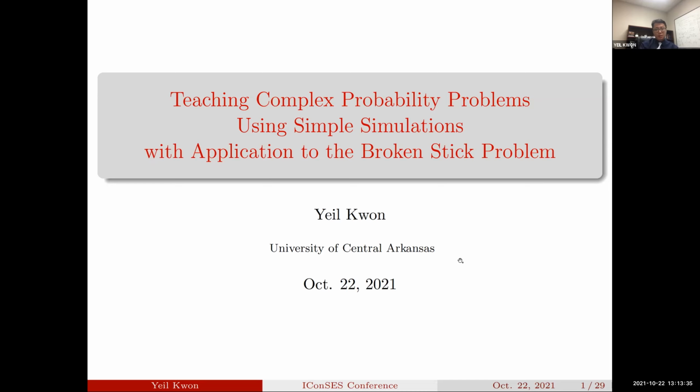But after I joined UCA, I worked with my colleagues, the math educators. We are working on mathematics education, especially statistics and probability. My talk is about how to approach probability problems with technologies. I'm going to use the example of the broken stick problem, which is very well known and a very easy problem in probability.